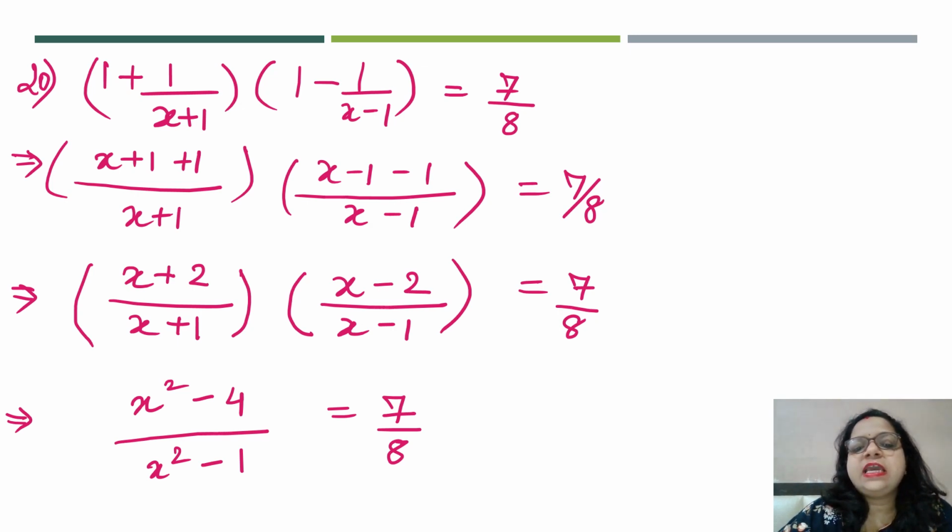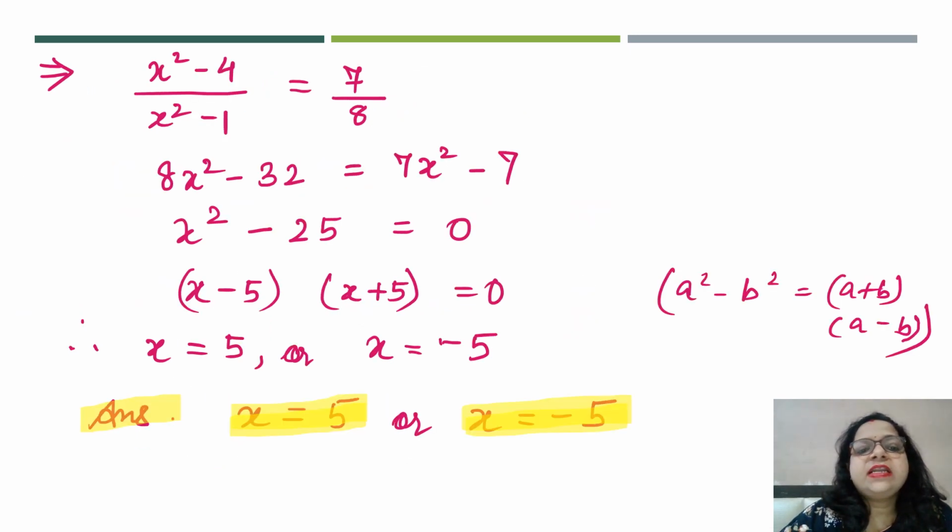The formula is a plus b into a minus b is equal to a square minus b square. And also in the denominator, it is a plus b into a minus b. So there again we will say a square minus b square. That is x square minus 4 and x square minus 1. Okay, so x square minus 4 upon x square minus 1 is equal to 7 by 8.